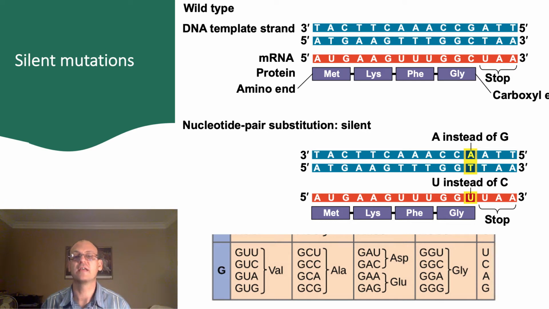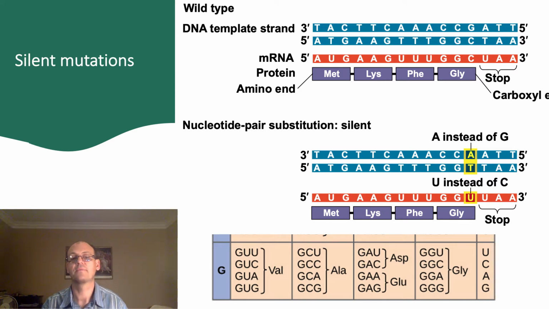Not all mutations have such a dramatic effect. In fact, sometimes there's no effect at all at the phenotypic or even the molecular level. In this example, the fourth codon is GGC, and it codes for the amino acid glycine. If a mutation caused the template strand to change to ACC, and the coding strand therefore to be GGT, the mRNA codon would then be GGU, which still codes for glycine.